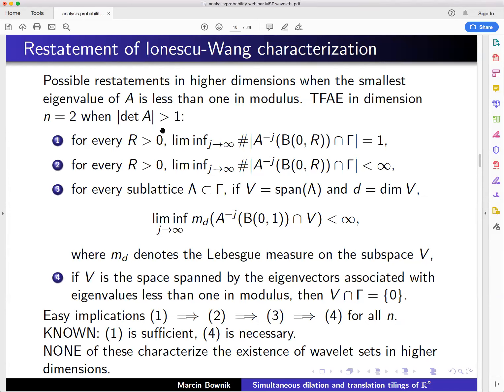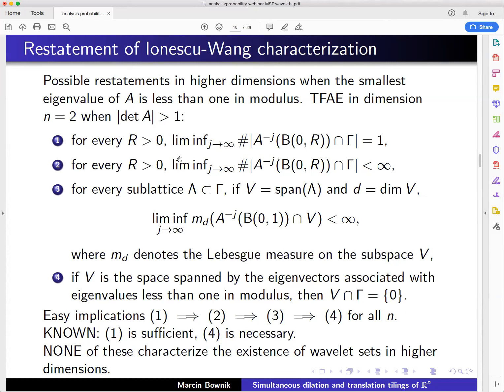Okay, so what are those conditions? The first condition is like this. You take a ball of radius r; the radius is really not that important. You look at its negative dilates by A, and you intersect these with the lattice, and you see how many lattice points there are. If the number of these lattice points is equal to 1 for infinitely many j negative dilates, then that is this condition.